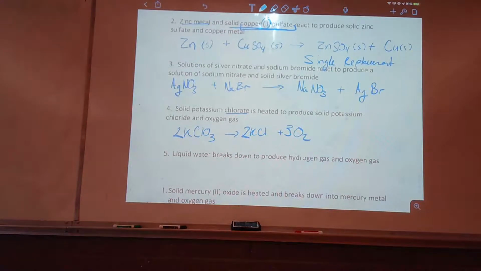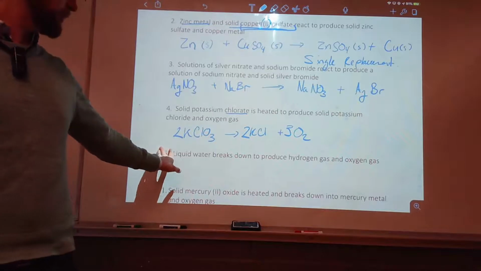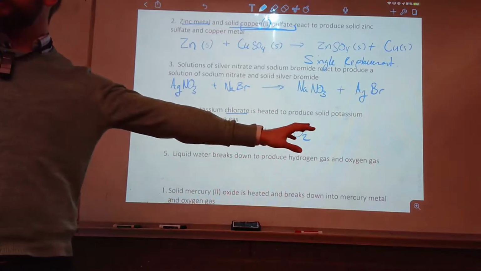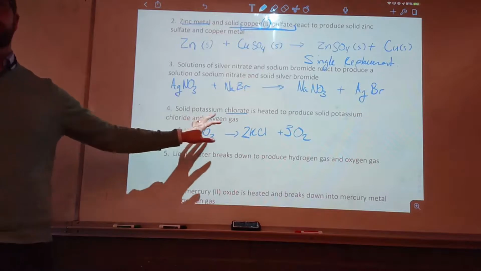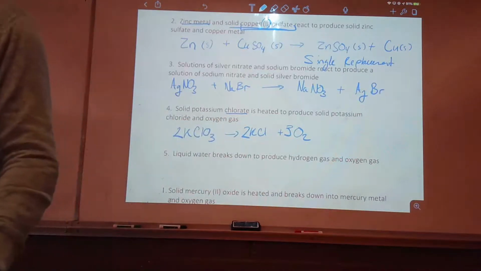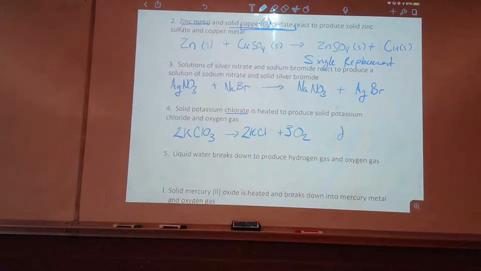All right, what kind of reaction is this last one? Single. We have one thing breaking into 2 things. Decomposition. Yeah, so that would be a decomp. And our previous one, our silver nitrate and sodium bromide example, what kind of reaction is that? Double, yeah.